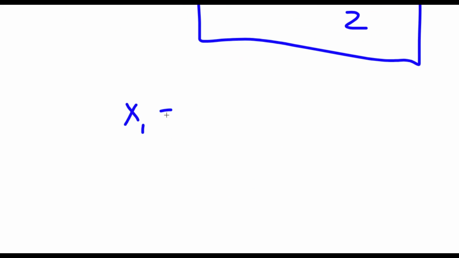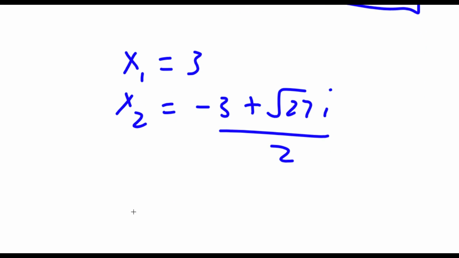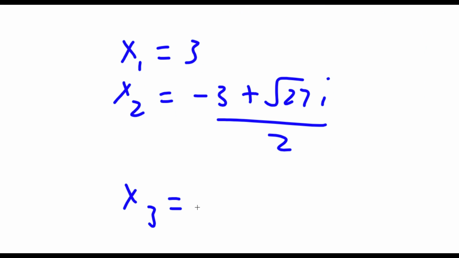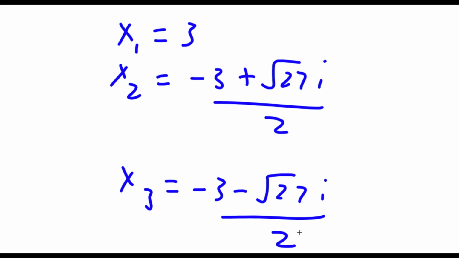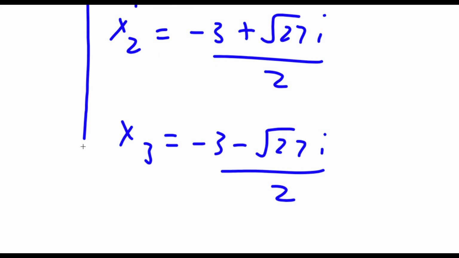So now my first solution, this is 3. My second solution, this is negative 3 plus the square root of 27i over 2. And my third solution is negative 3 minus the square root of 27i over 2. So these are my three solutions to this problem.